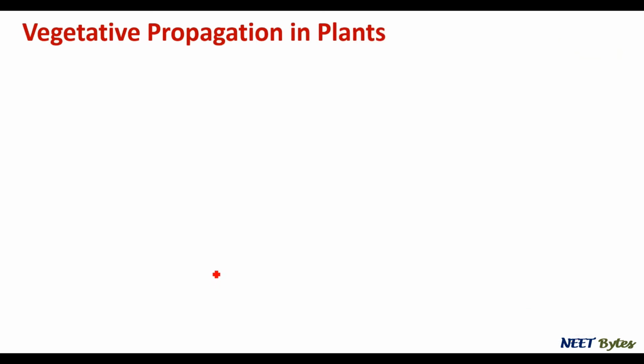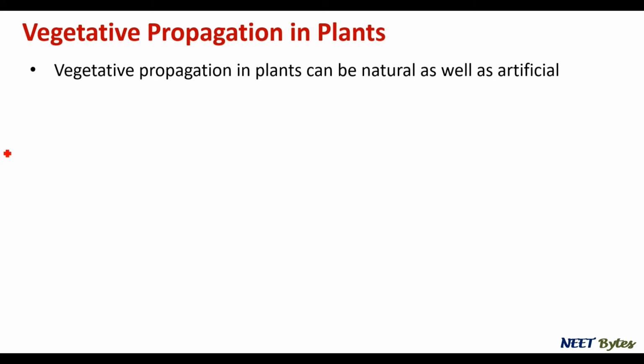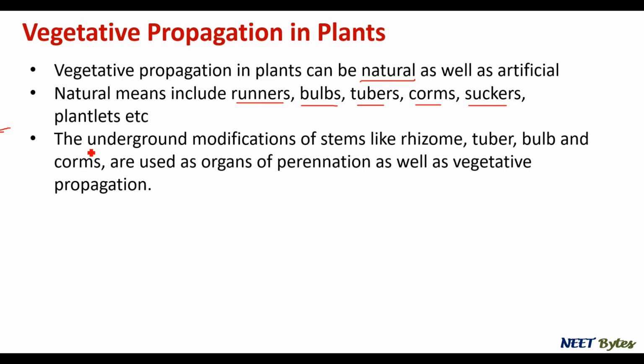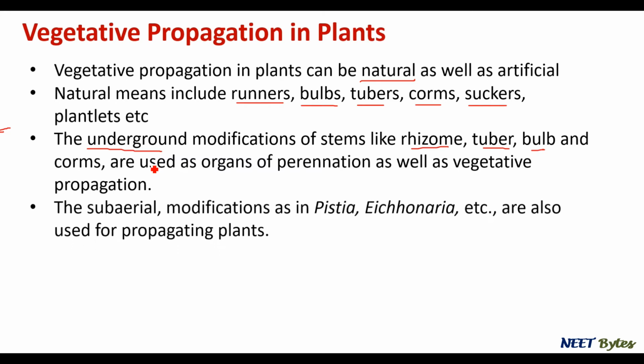Now let's talk about vegetative propagation in plants. You know, vegetative propagation in plants can be natural as well as artificial. Okay, the natural means include runners, bulbs, tubers, corms, suckers and plantlets. Okay, what we see is that the underground modifications of stems like rhizome, tuber, bulb and corm are actually the organs for perennation as well as vegetative propagation. At the same time, there are some subaerial modifications, as we find in Pistia and in Chrysanthemum. They are also used for propagating plants.